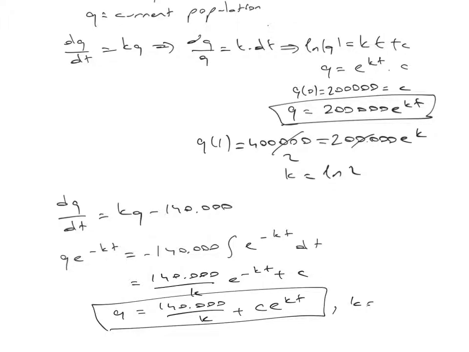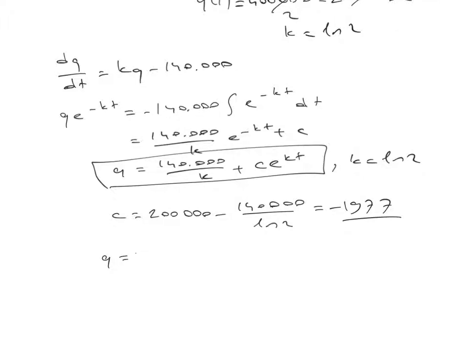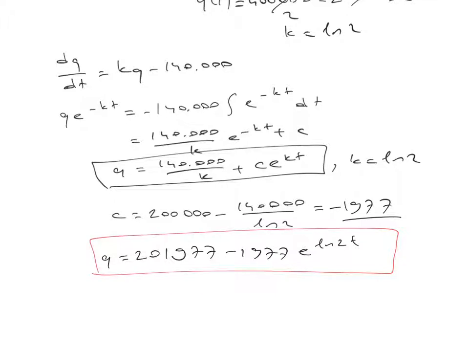Where k is equal to ln 2. We will calculate the constant c value by using the initial condition. So c is equal to 200,000 minus 140,000 over ln 2, and it's equal to minus 1977. So our solution for q is, and this is the equation that we look for.